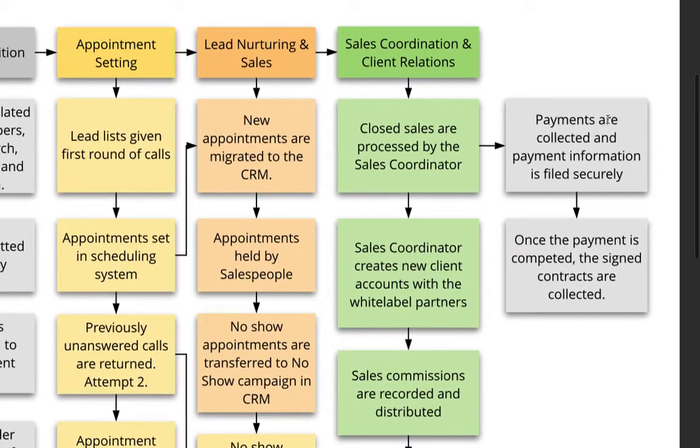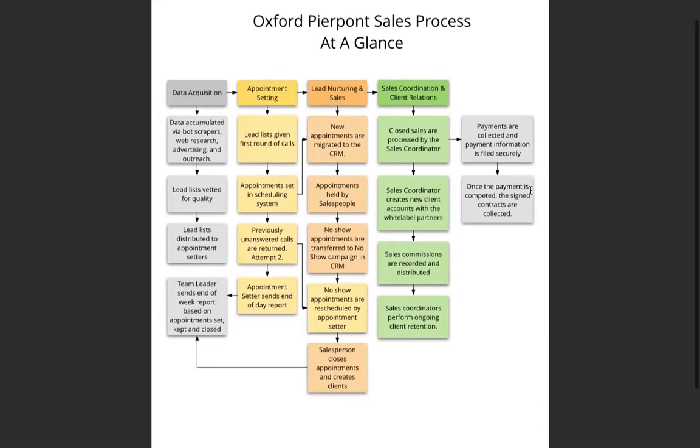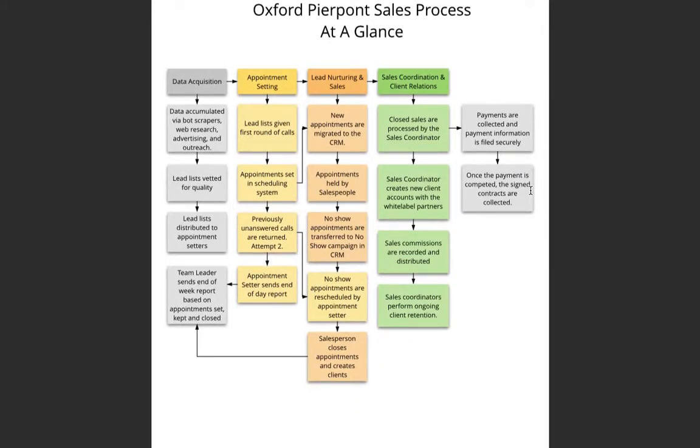And as a note here, it's the sales coordinators who will really go on and process payments. So after you get a sale, you contact the sales coordinator, and they make sure that everything is processed and filed securely. All the paperwork is completed, signed, and filed accordingly. And that's it. That's really a very simple sales process. That's the whole thing at a glance.